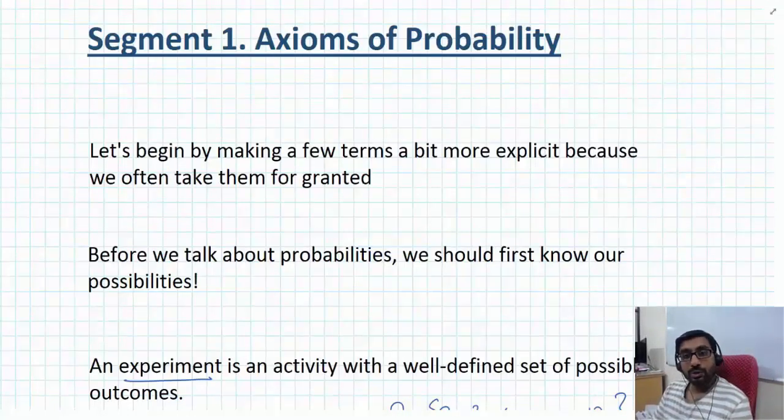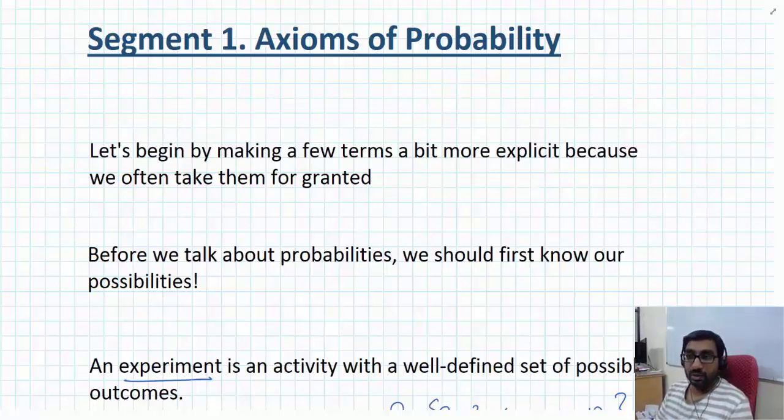So now in order to understand this theory, let's start from the very basics. Let's start from the axioms of probability theory. And for that, we have to be clear about some basic definitions. And let's start at the very heart of probability theory, which is an experiment. What is an experiment? It's simple. It's just an activity that leads to a well-defined set of outcomes.